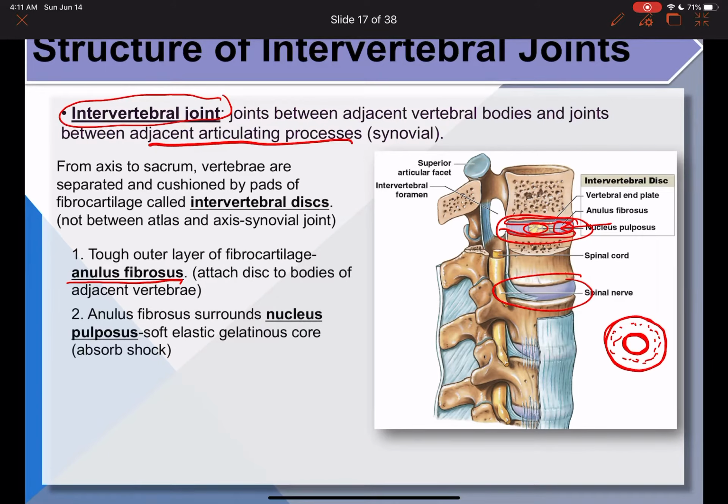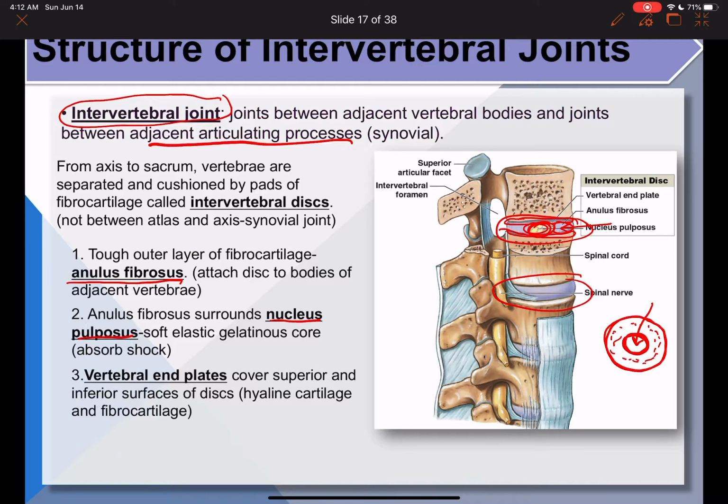The second part of the intervertebral disc is called the nucleus pulposus, which is the center area right here, or this yellow area within the intervertebral disc, and is made up of a soft, elastic, gelatinous core that helps to absorb shock. Remember, we talked about that intervertebral disc has the ability to resist compression by these heavy parts of our body that are maintained by our vertebral column.